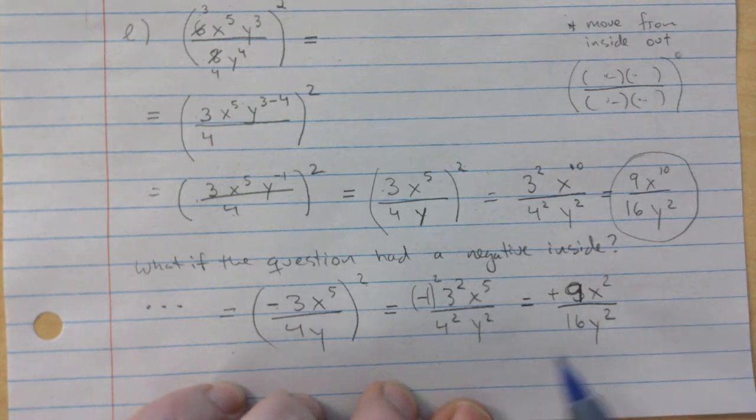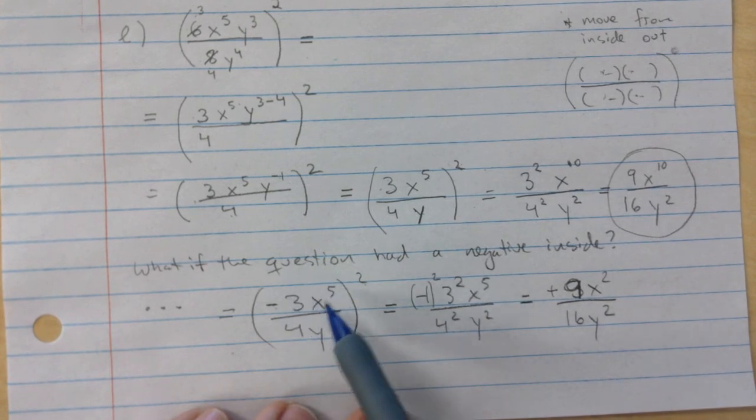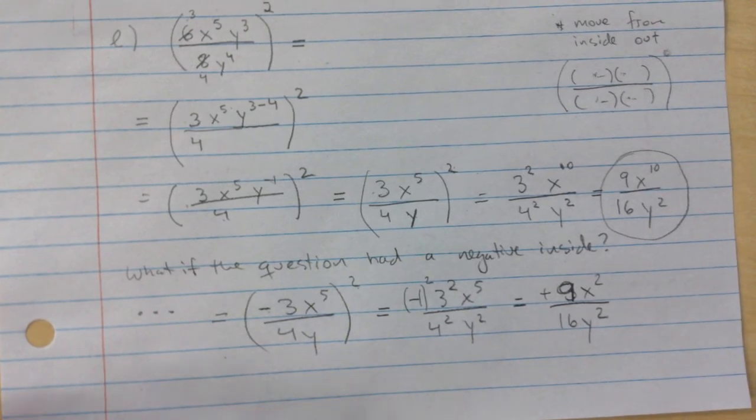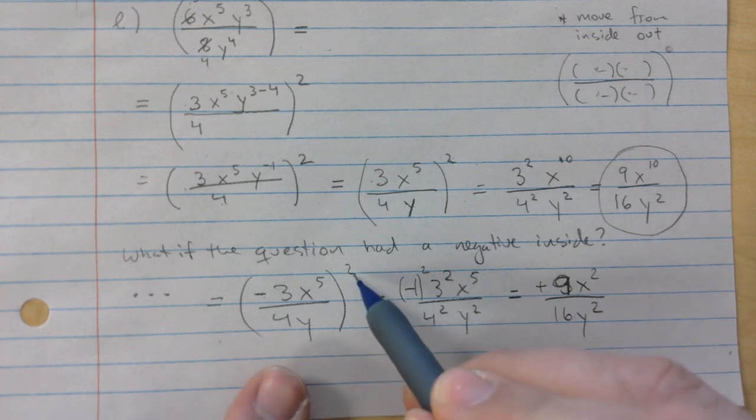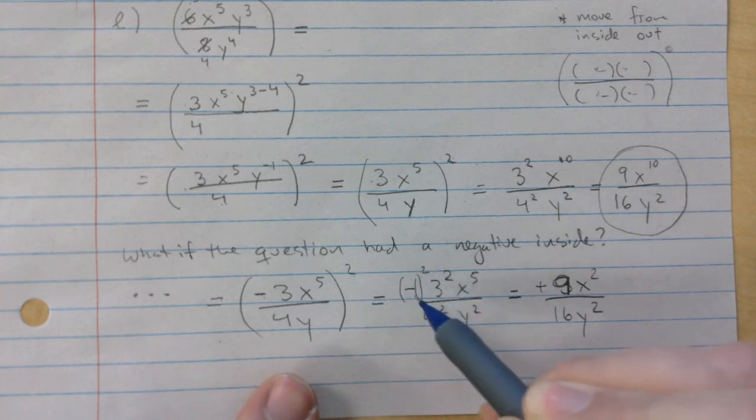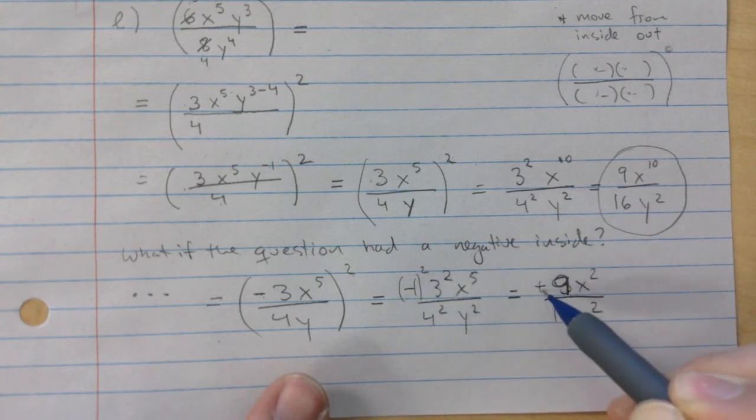Okay? So I just want you to be mindful that the negative turns into a positive because you're squaring it, right? Because technically that 2 applies to everything inside. So that's how you need to be careful, very careful with that. If this had been a 3, then it would have been a negative 1 to the power of 3, which turns into a negative.